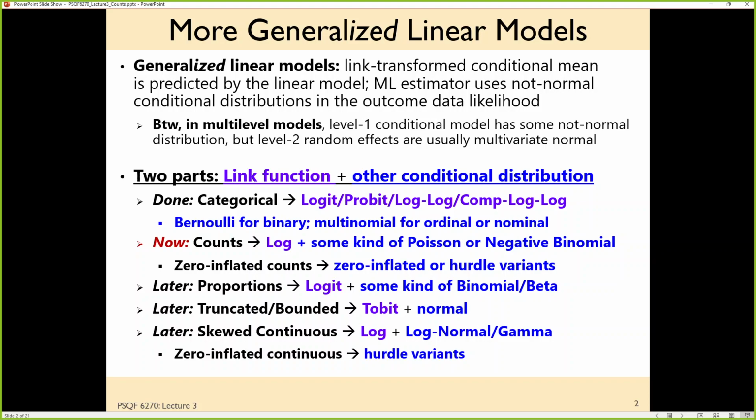What separates ordinal and nominal, though, help me out, what distinguishes these 2 things if it's not distribution? What's the purple part? How do I know if I have an ordinal model or a nominal model, if they both use the same distribution? You all nailed this on your quizzes. This part you got.